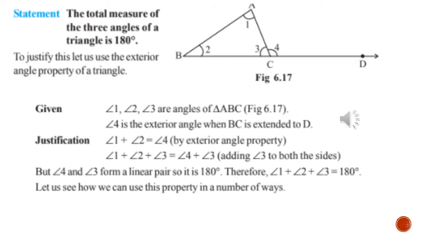Now if we add angle 1 plus angle 2 plus angle 3, we'll be getting 4 plus 3. So 4 plus 3 forms a linear pair, and linear pair means they are summing up to 180 degree. So if 3 plus 4 is summing up to 180 degree, 1 plus 2 plus 3 will also sum up to 180 degree. This way we can prove this property.